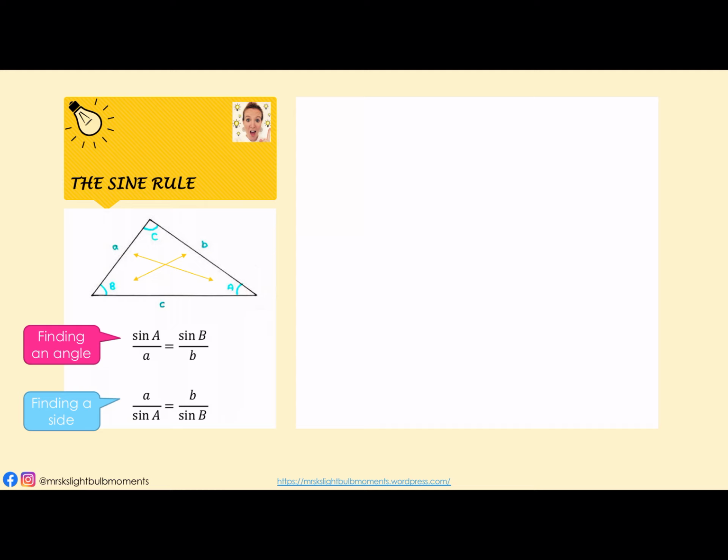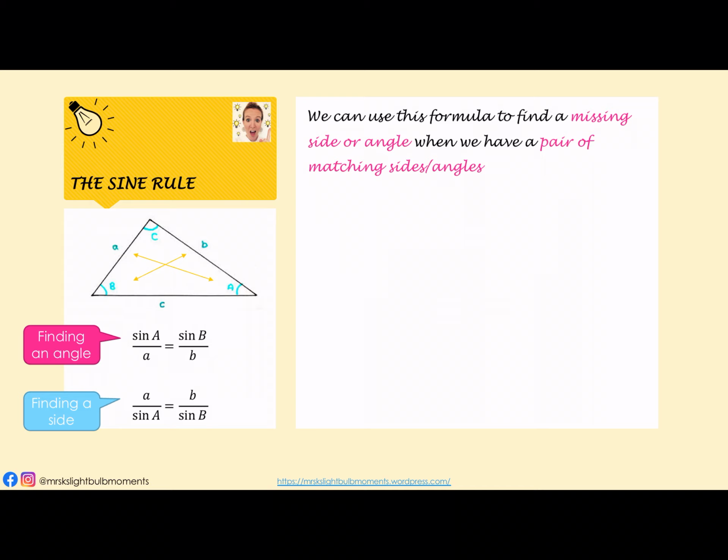One for finding an angle with the sine A on top, and one for finding a side with the little a on top. So we use this to find a missing side or angle when we have a pair of matching sides or angles. So that's the key to spotting whether it's a sine rule question. Do you see like I've drawn those little yellow arrows in my diagram? That's showing a pair of matching sides or angles. Little a and capital A is a pair. Little b and capital B, that's another pair. Okay. Use the version with angles on the top, so that top formula if you're finding an angle, and vice versa.